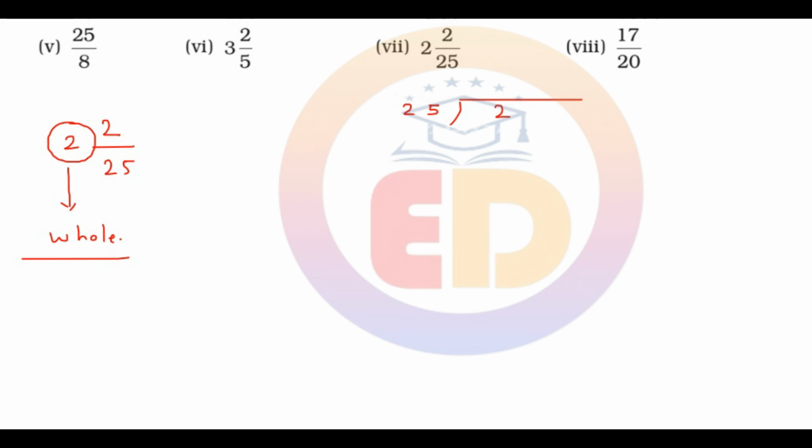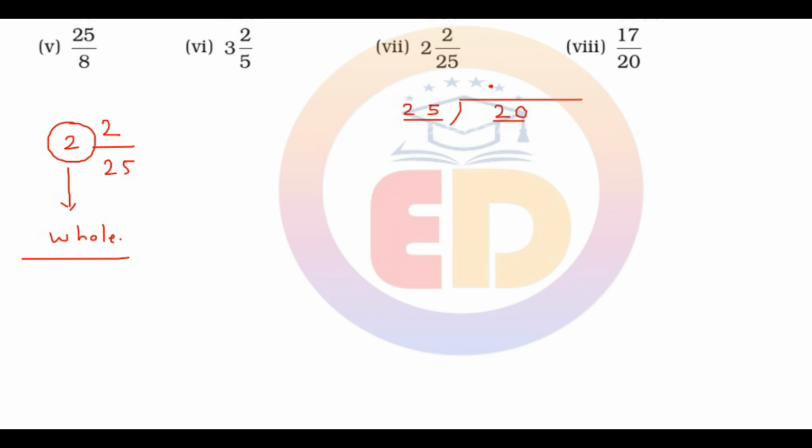Now 25 will not go in 2. So I have to increase this 2. I have to make it 20. And for that, I'll put a decimal point in the quotient. When I put a decimal point in the quotient, I can write a 0 after 2. Now 2 becomes 20. But our problem is not solved here. Still 25 will not go in 20. So now I have to further increase this 2, which is already increased to 20. I have to further increase it.